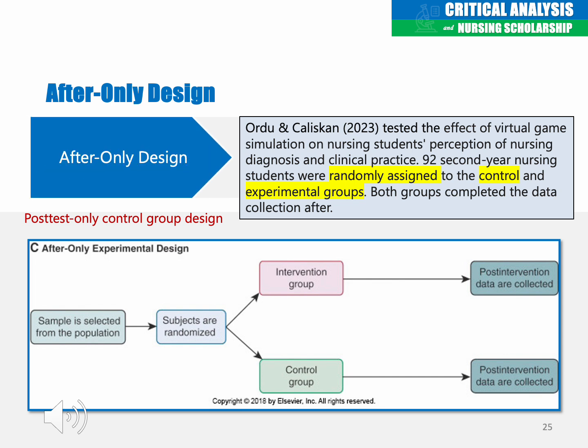The last type of true experimental research design is called after-only design. In here, participants or subjects are randomized into intervention or control group. But notice that there's no pretest or baseline data collection. Only post-intervention data is gathered to assess differences.